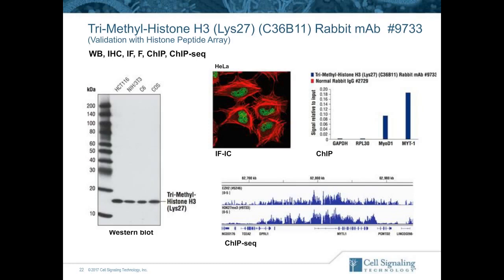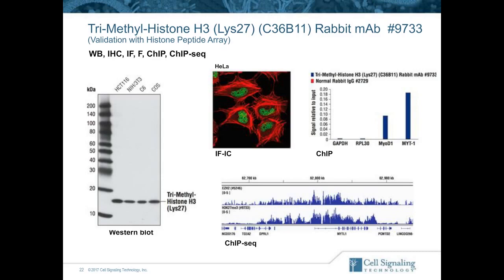These are two genes that are repressed in these HeLa cells, and they're repressed by polycomb and repressed by this trimethyl H3 lysine 27 mark. And we see no enrichment of GAPDH or RPL30, which are housekeeping genes that are active. The ChIP-seq data is shown below, and we see the expected broad localization of this mark across MYT1, as this is how polycomb works on its target genes.